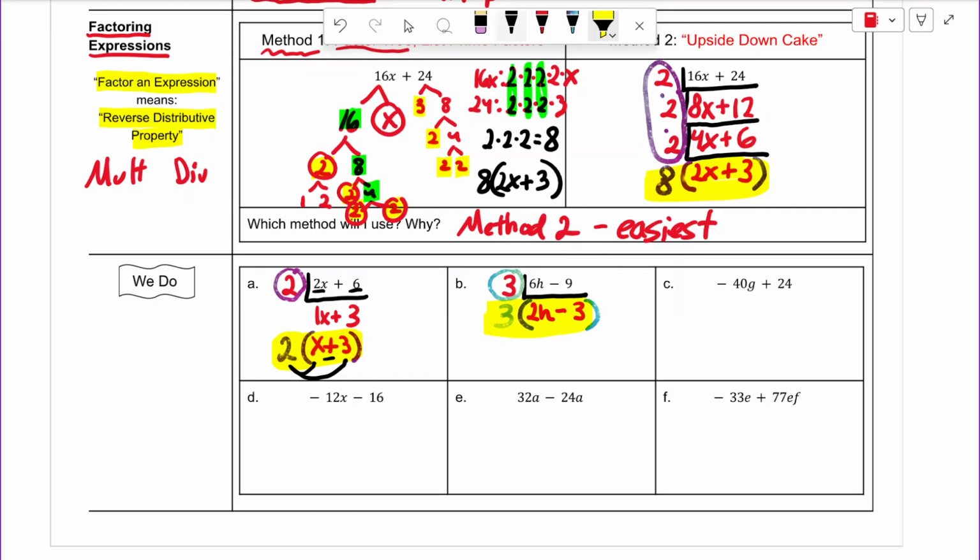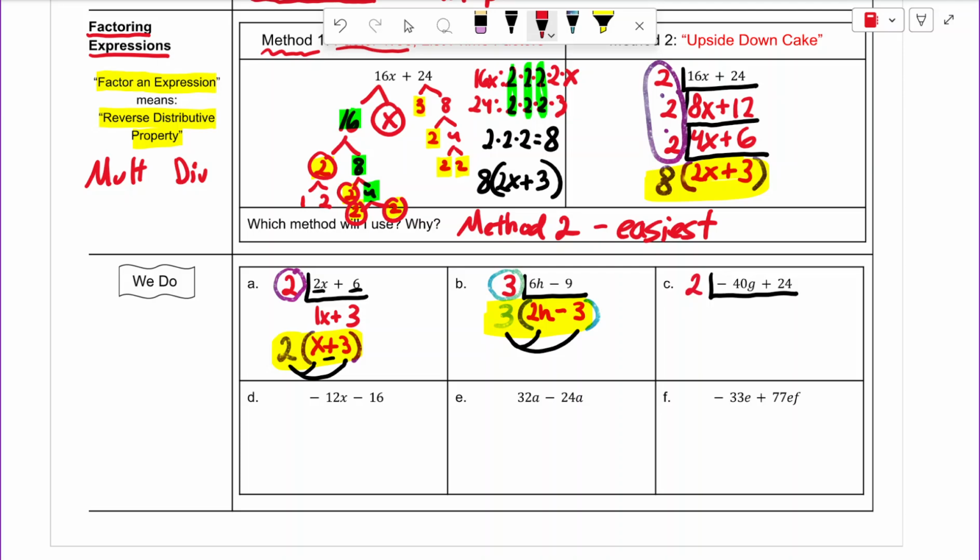Okay, how do you check? You just do distributive property. 3 times 2h is 6h, and 3 times 3 is 9, and there's the minus sign. It's all good to go. Okay, now for the next one. Upside down division bar. Now we have some larger numbers. We have negative 40g plus 24. They're both even numbers, so I'm going to take the long road here. There is a faster road. The bigger number you can put here that goes into both, you'll be done faster. So let's go ahead and try a 2.